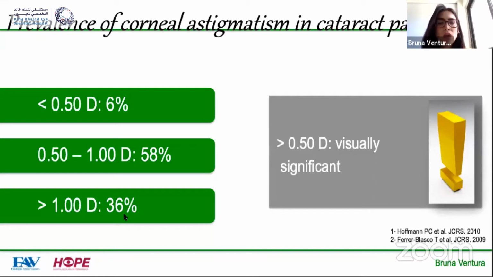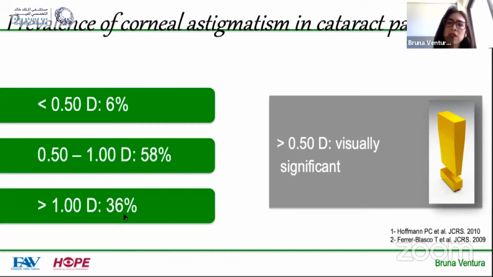And when we're looking at planning our cataract surgery, we always have to remember what's our target. What's our acceptable target of astigmatism, of refractive astigmatism after surgery? That usually is less than half diopters. Of course, when we say less than half diopters, it is because above that, most papers already show that the astigmatism is visually significant. So the patients will notice this a lot.